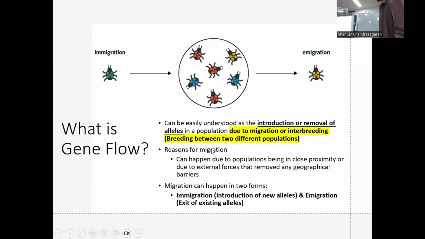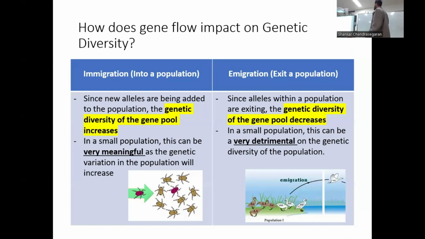So why can this happen? It's usually due to the fact that these two different populations are in close proximity to each other. So one individual from this population suddenly emerges in that population, or otherwise, due to natural forces that are removing any barriers between them. So let's go into a bit more detail on this, right? What is immigration and what is emigration, and how that actually influences what the allele frequencies will look like after that, right?